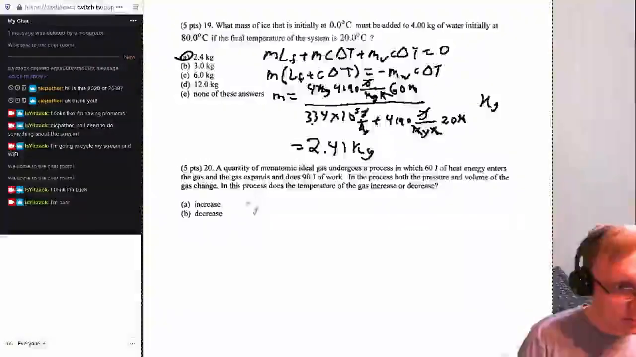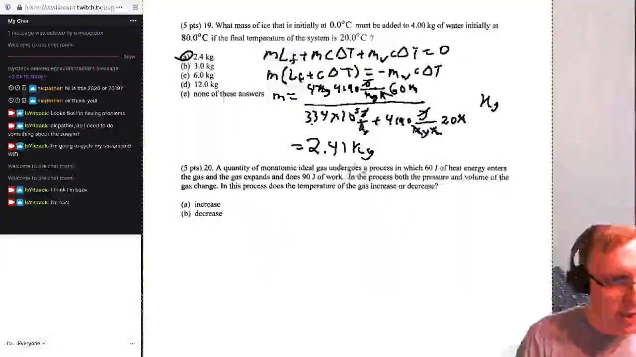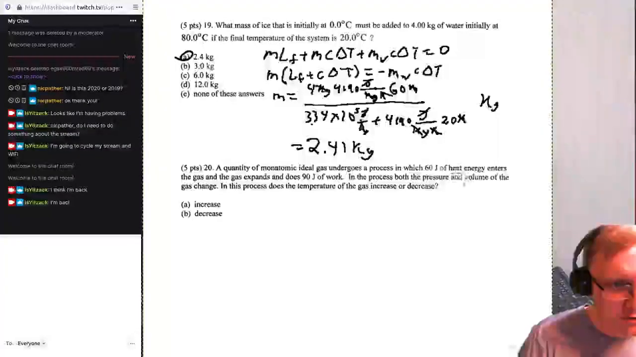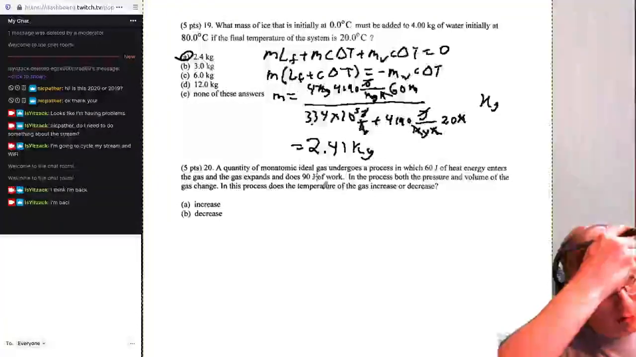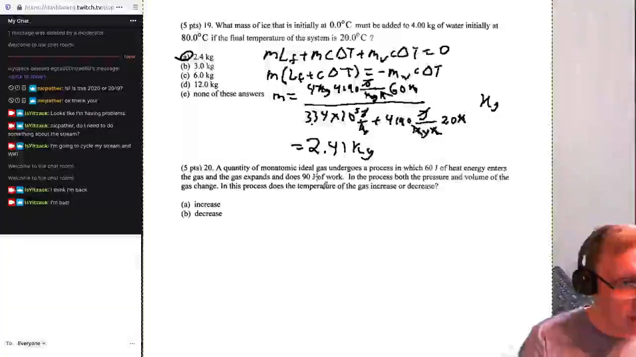Last question. A quantity of monatomic ideal gas undergoes a process in which 60 joules of heat enters the gas, and the gas expands and does 90 joules of work. In the process, both the pressure and volume of the gas change. In this process, does the temperature increase or decrease?